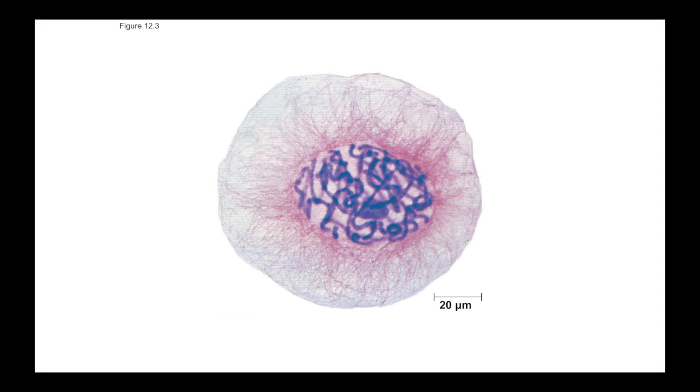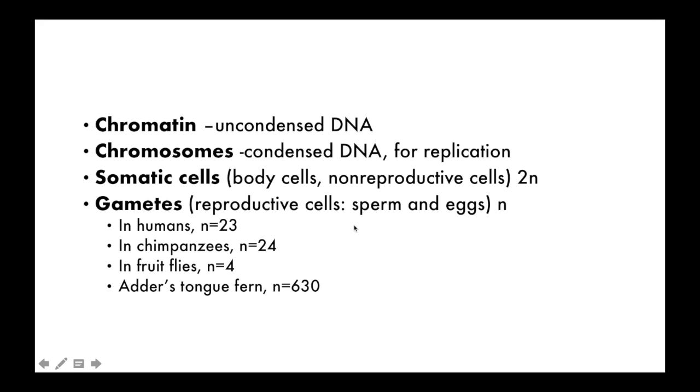And here's a cell that's going to divide, and you can see here in the nucleus all of the chromatin is condensing down into the chromosomes. So chromatin is what we call the DNA before it is condensed, before it's all squunched down into those discrete units, those lines that we saw. Chromosomes are the condensed DNA when it's ready for cell replication.